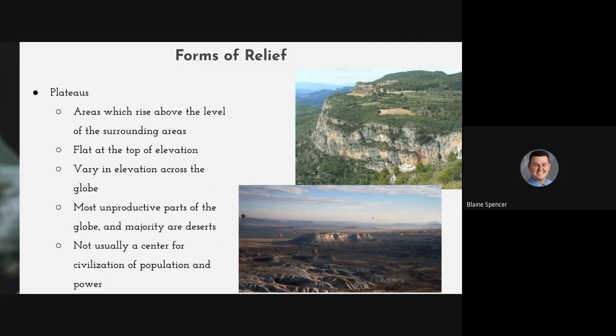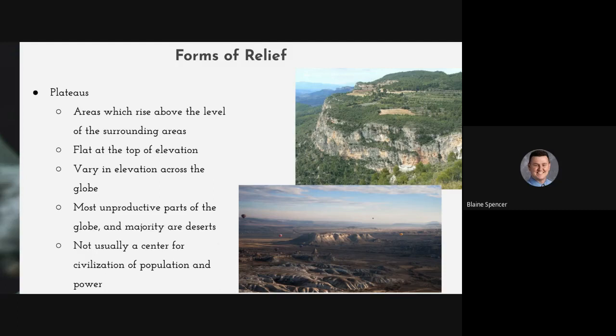But this is what this is. These plateaus vary in elevation across the globe. Some are a couple thousand feet in elevation, and in some continents and countries they're only a couple hundred feet. They vary in where they're at. And because the plains, what we were just talking about, are the most productive areas in the globe, plateaus are going to be the opposite. They are considered some of the most unproductive parts of the globe.